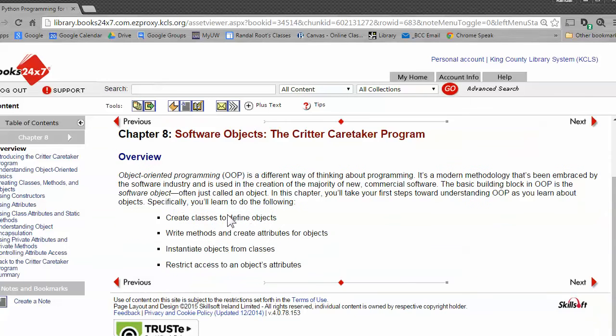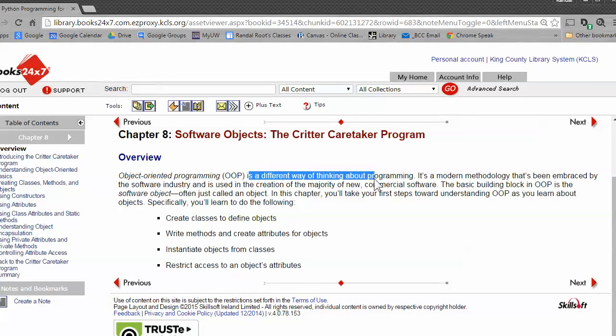A couple things to note. You will see he is talking about how object-oriented programming is a different way of thinking about programming. I don't know if I really agree with that. That's been said for 30 years. And yeah, 30 years ago it was a different way of thinking about it. But nowadays, it's pretty much the most common way for people to make programs. So it's the norm. Don't let that different way of thinking about it throw you off.